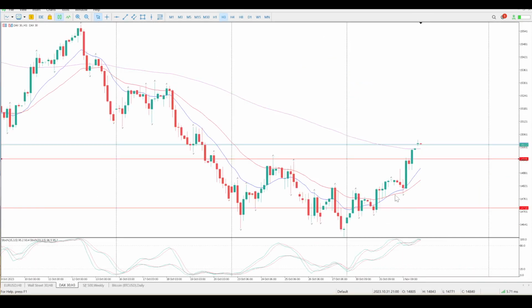So here's the 3-hour crossover. We're also above the 150, but as you can see, very strong level here, which I would want to see tested.